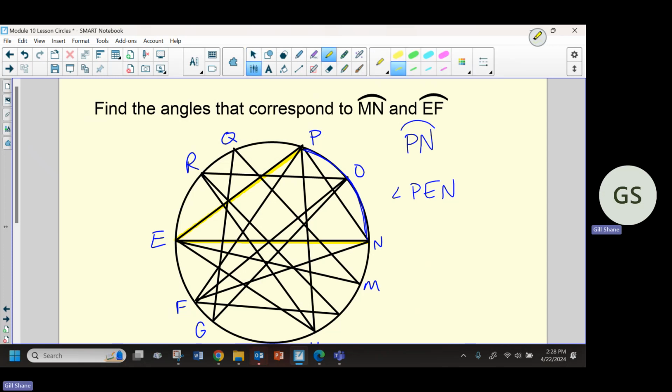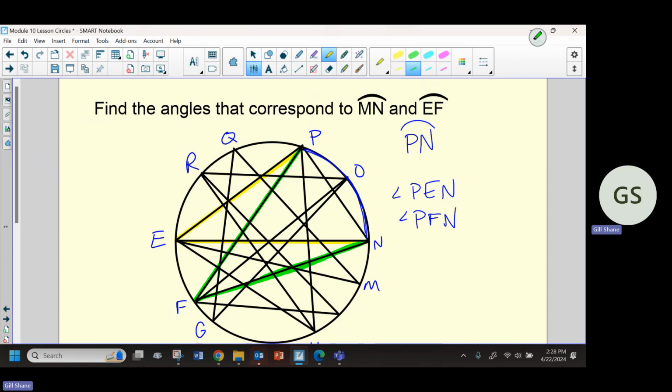What about this line? I go all the way down here. Can I get to angle N? Well, sure enough, I can. So there's multiple angles already. PFN works. That's another angle that matches up with arc PN.